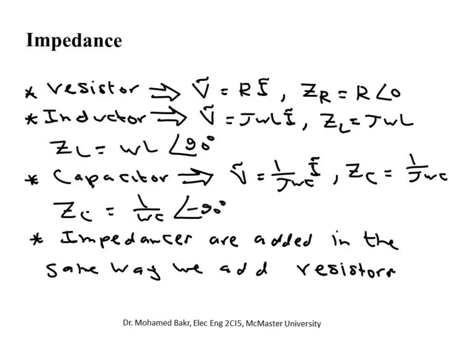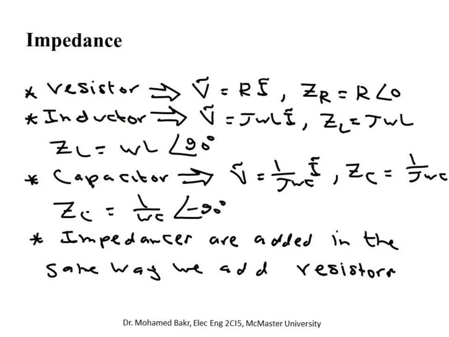So to summarize, we have in AC three types of components: resistors, inductors, and capacitors. For a resistor, this is the phase relationship: V tilde is equal to R I tilde. R is purely real, so it does not change the phase. It only changes the magnitude. So I can say this is an impedance with a magnitude of R and an angle of zero.